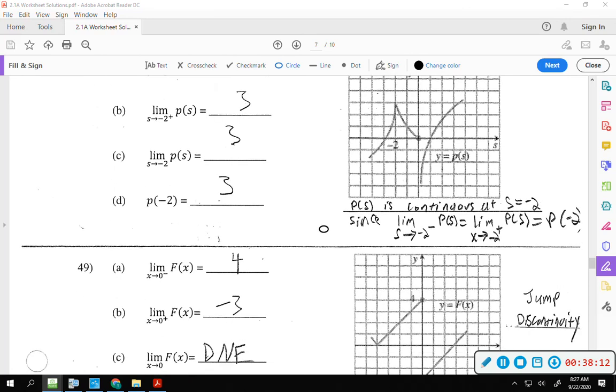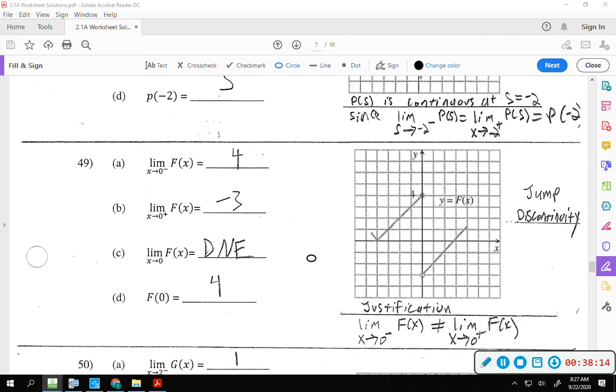49. As we approach 0 from the left, getting closer and closer to 0, the y value is getting closer and closer to +4. The limit as we approach 0 from the right, the y value is getting closer and closer to -3. Even though we have this open circle there, that's okay. Therefore, the limit does not exist because the left-hand limit does not equal the right-hand limit.